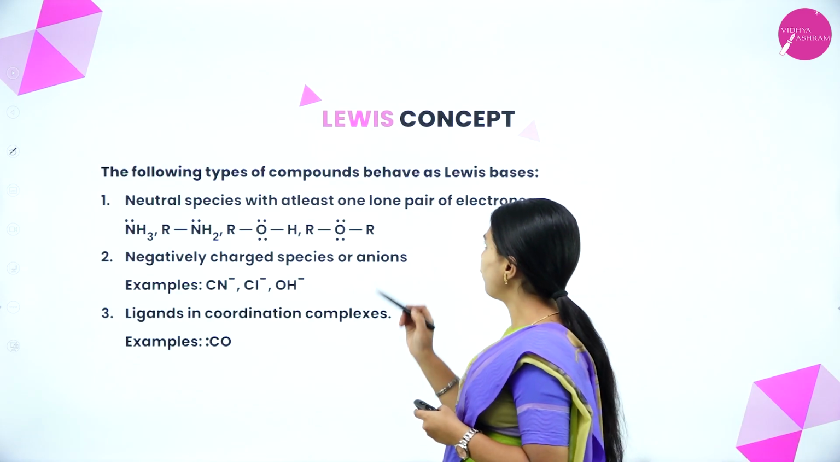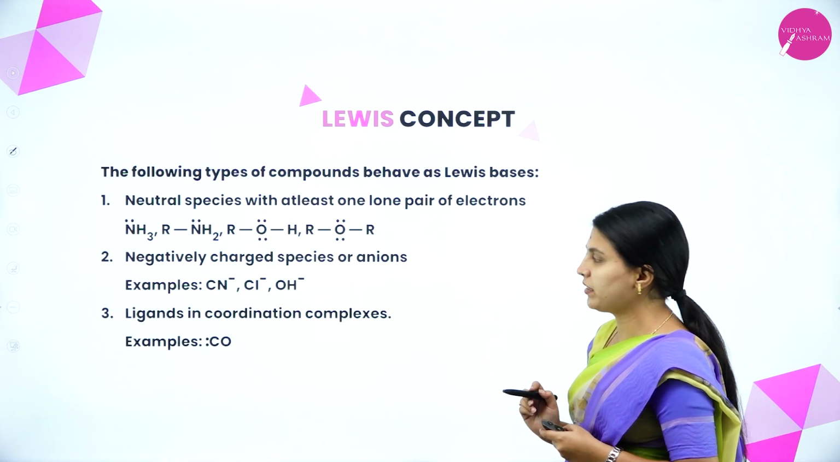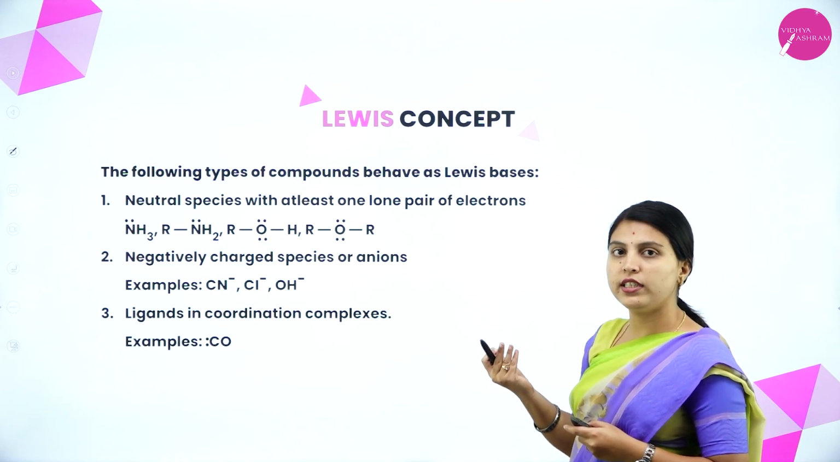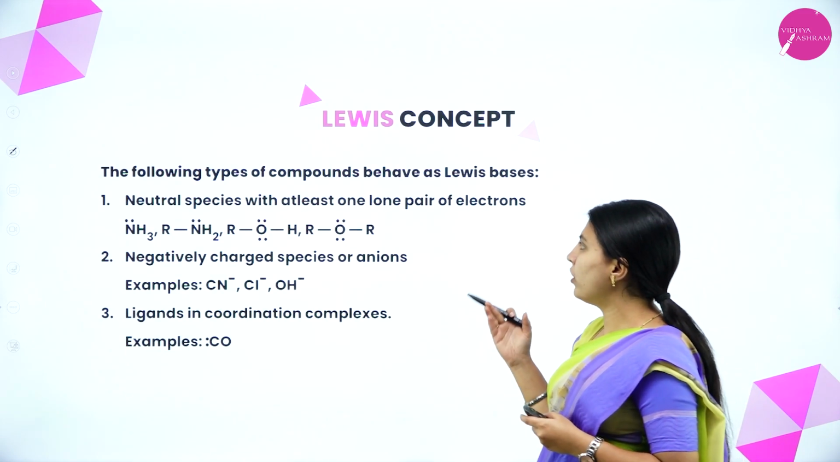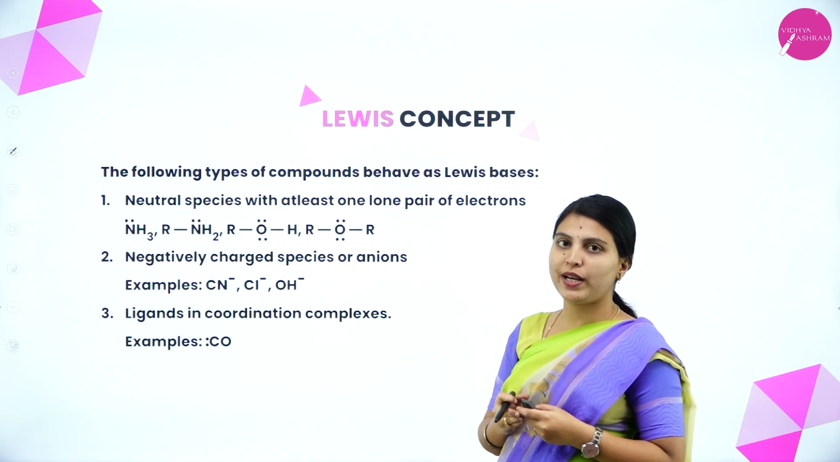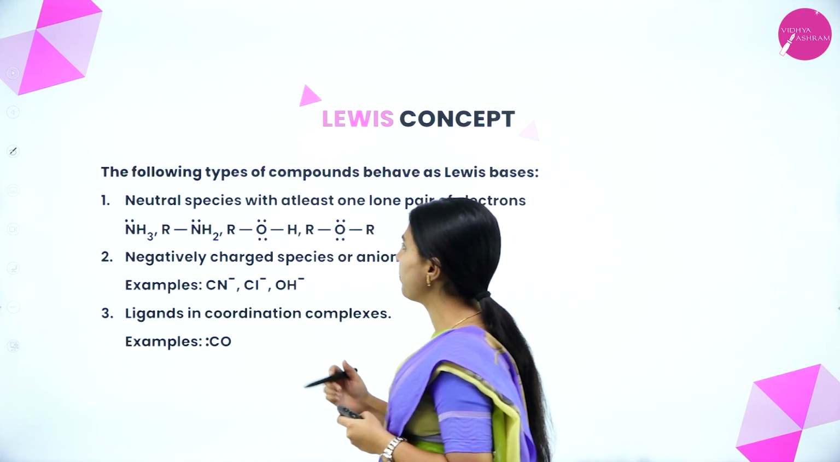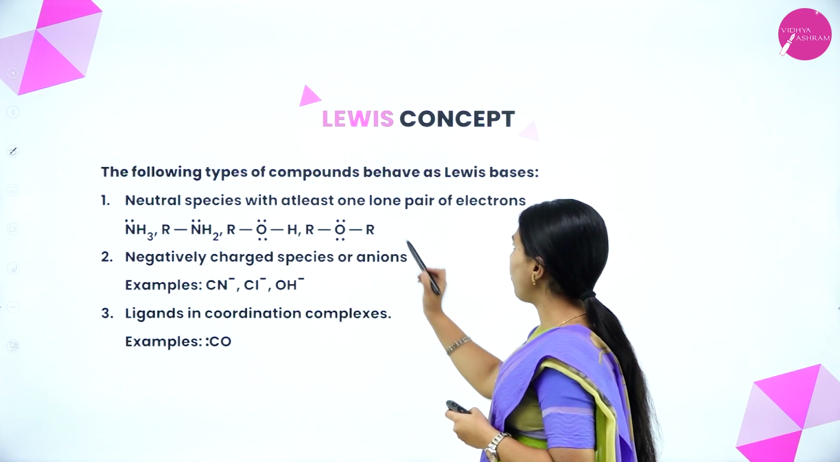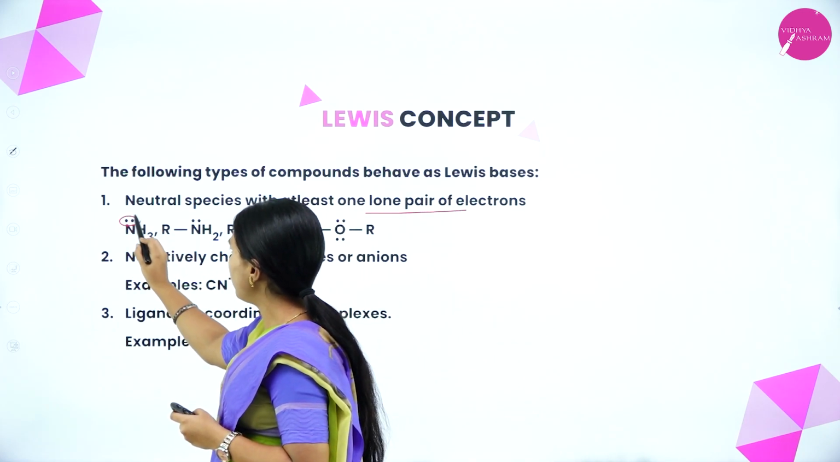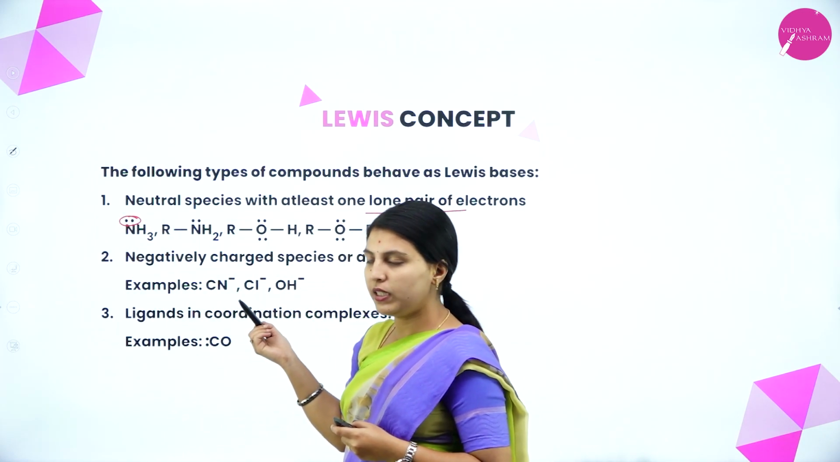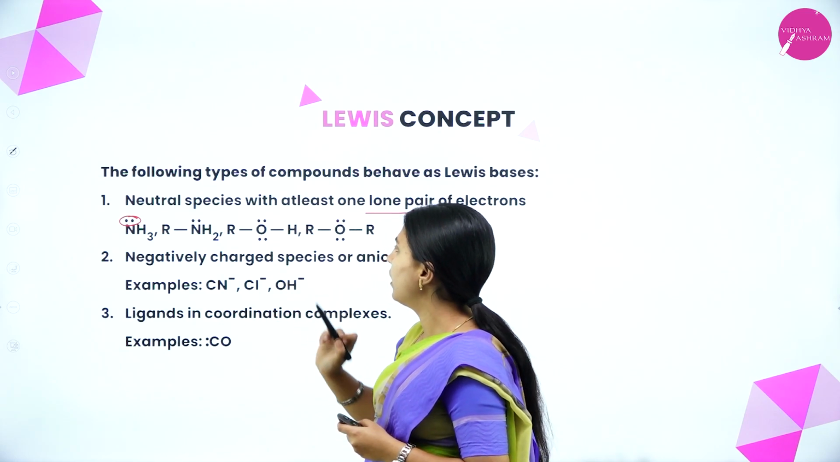The following types of compounds behave as Lewis bases. We have seen which compounds or molecules will act as Lewis acids. Now, what types of compounds or molecules will act as Lewis bases. Neutral species with at least one lone pair of electrons. See here, lone pair of electrons are present on it, meaning it will be considered as a Lewis base.